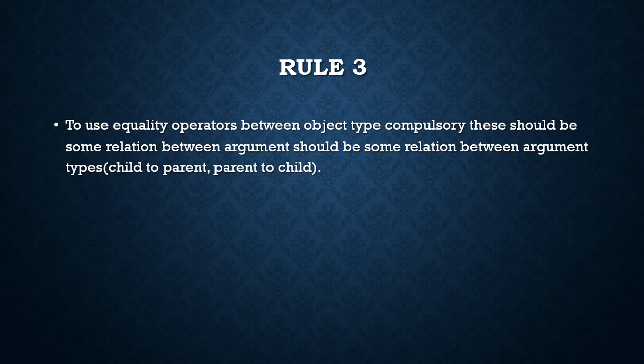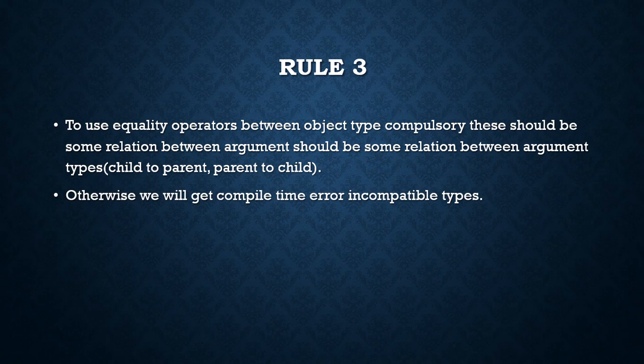Third rule, friend: to use the equality operator between object types, there should compulsorily be some relation between the arguments, either child to child or parent to child. Otherwise we will get a compile time error of incompatible types. Let's suppose we have a string s1. It is an object of string type.